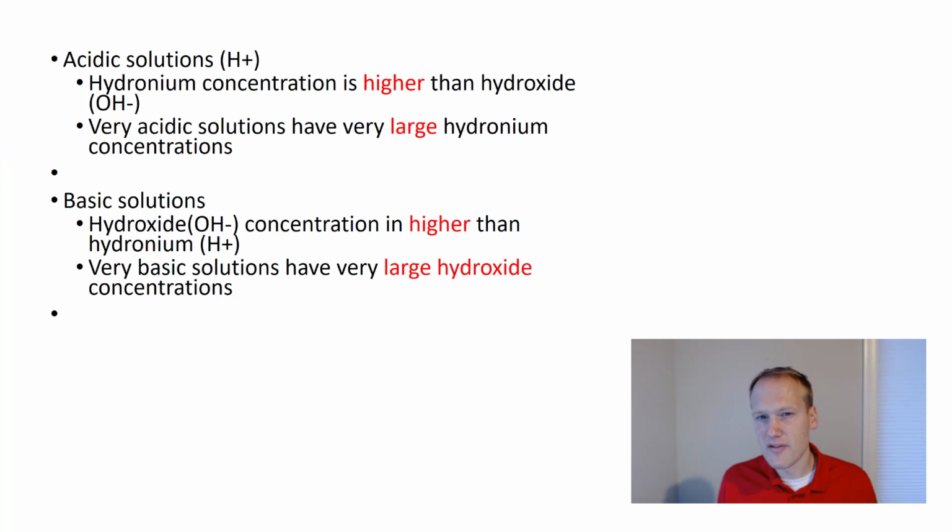Another concept you should be familiar with is don't think of acidic and basic solutions as one or the other. Acidic solutions simply just have more H plus than OH negative ions. It doesn't mean it's all or none. The same thing with basic solutions. They have more OH negative ions than H plus ions. So the more acidic something is, the more H plus ions it has, and the more basic something is, the more OH negative ions it has.